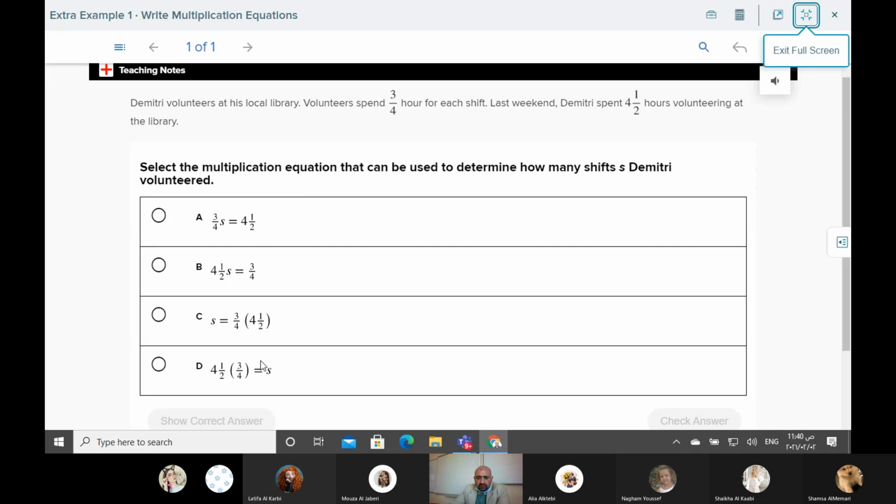Then here we have 4 equations. Choose the right equation and tell me your answer. Is it A or B or C or D? Start, please.